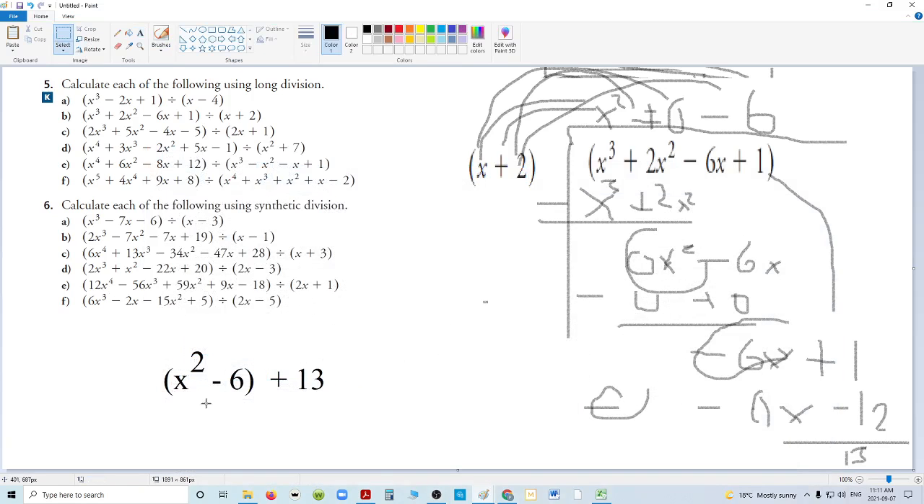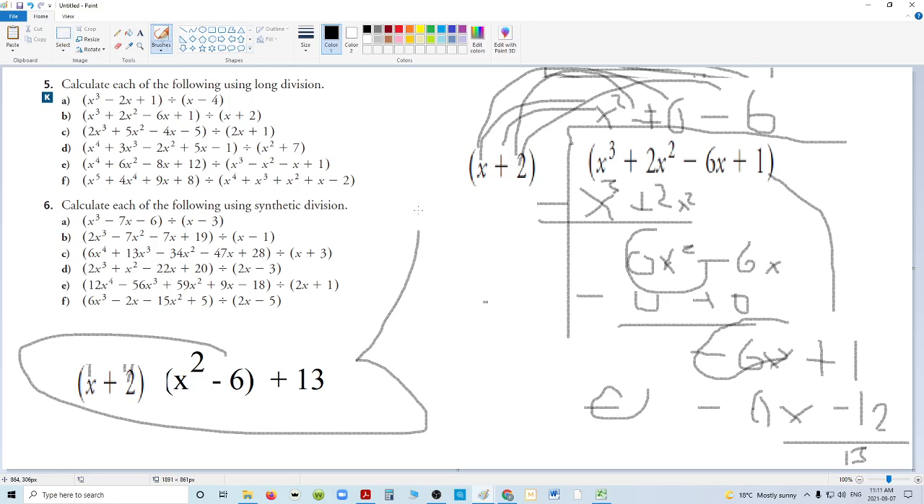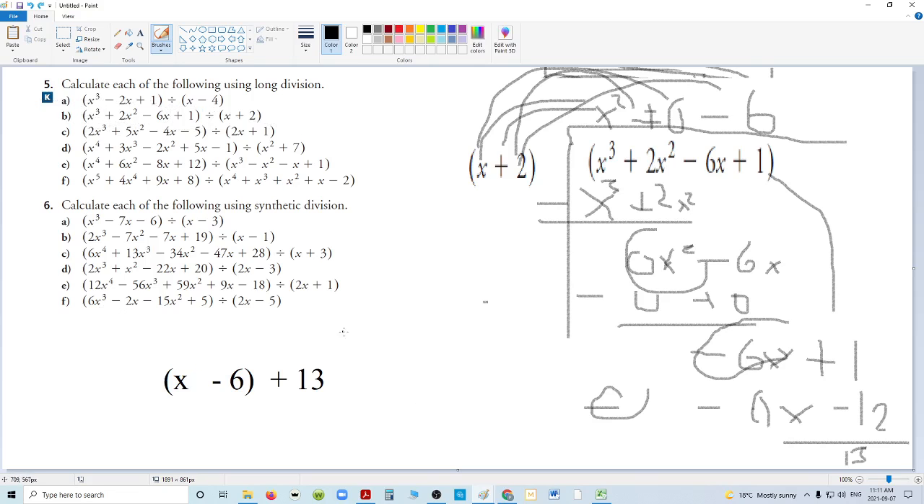You could also write it in factored form, as I said, with this in front. This now, instead of a quotient and remainder, becomes the full equation right there. If I were to expand this, I would get this equation right there. The other thing I want to point out, this has nothing to do with anything.